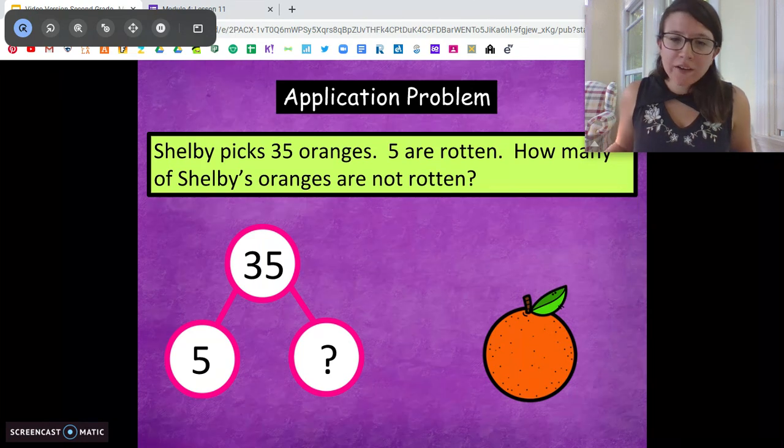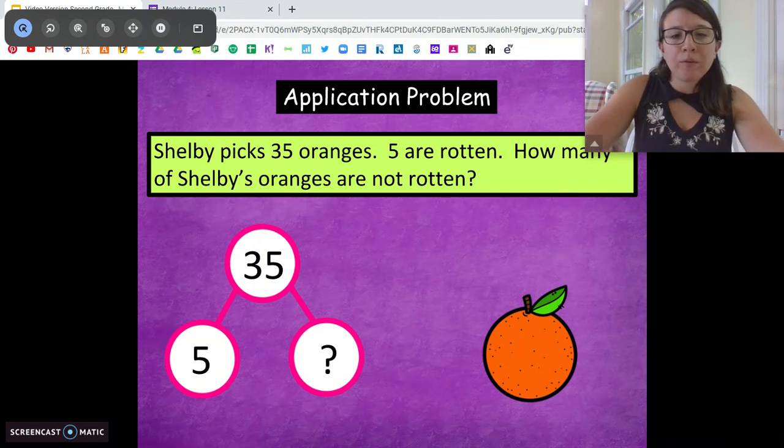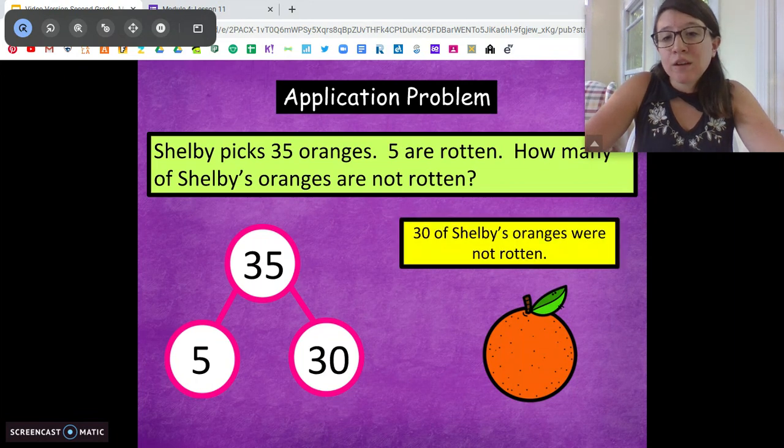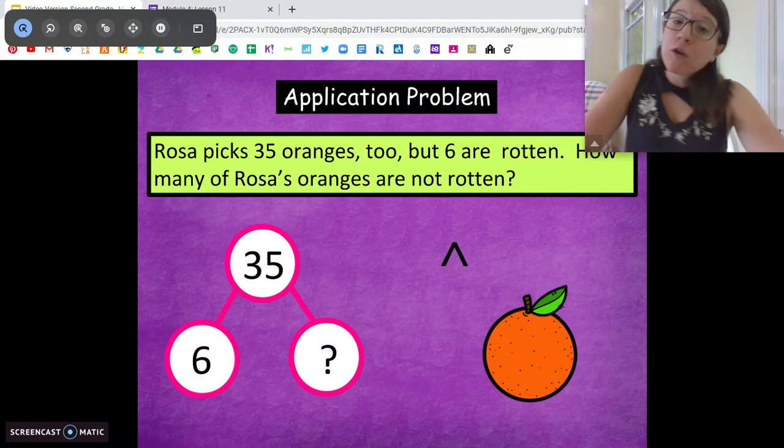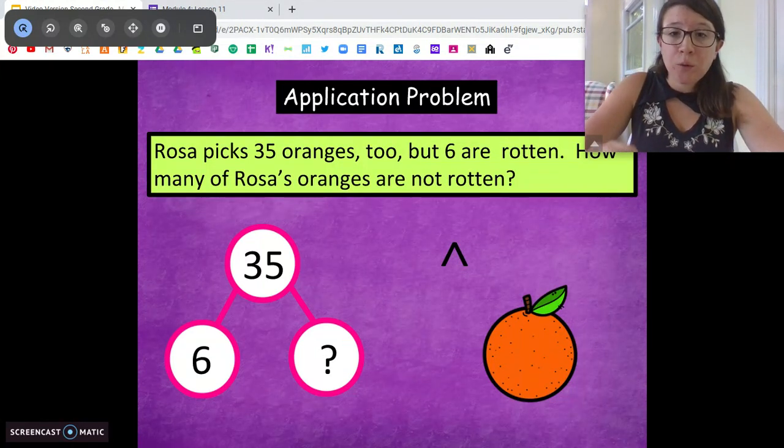Yeah, so to figure out this number bond, our other part, we're going to do 35 minus 5. Our other part is 30. 30 of Shelby's oranges are not rotten. Love our number bonds. All right, now Rosa picks 35 oranges too, but 6 are rotten. How many of Rosa's oranges are not rotten?